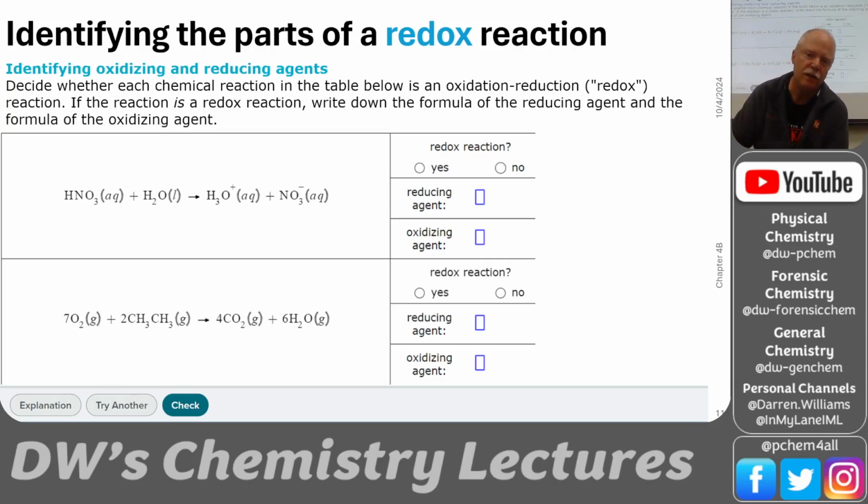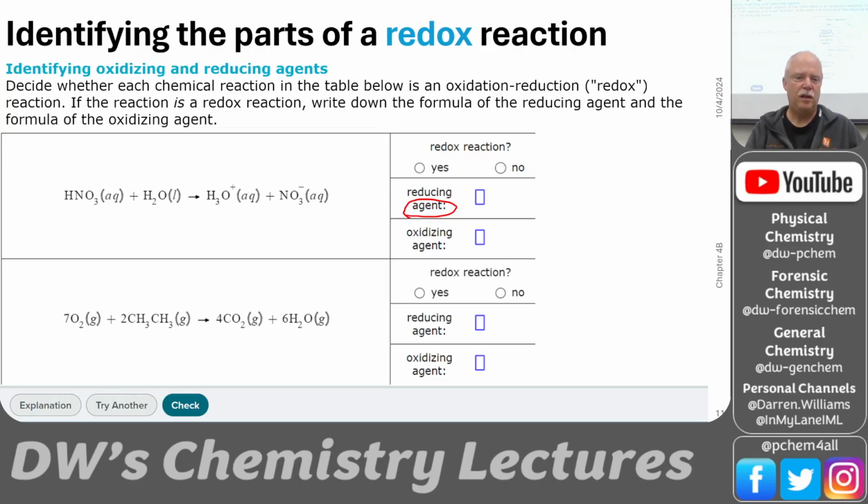Now, this one is a little more interesting because we have this idea of a reducing agent and an oxidizing agent. Okay, so we need to decide whether each chemical reaction in the table is an oxidation reduction reaction, because it may not be. If it is a redox reaction, write down the formula of the reducing agent and the oxidizing agent. So this word agent is important. Okay, so we're gonna learn that. That's really the vocabulary word associated with this problem.